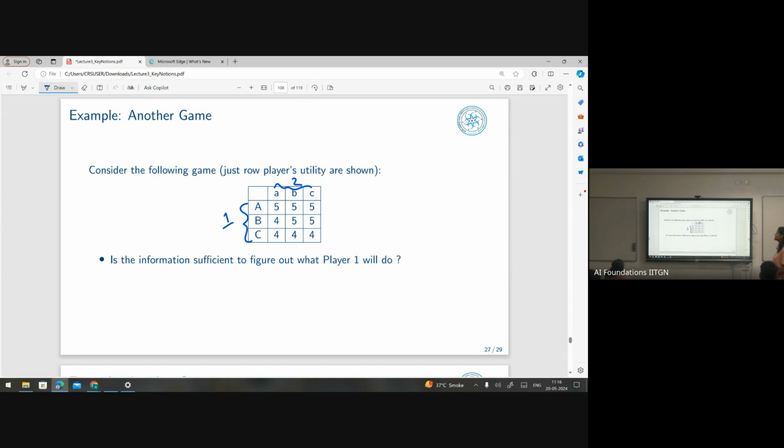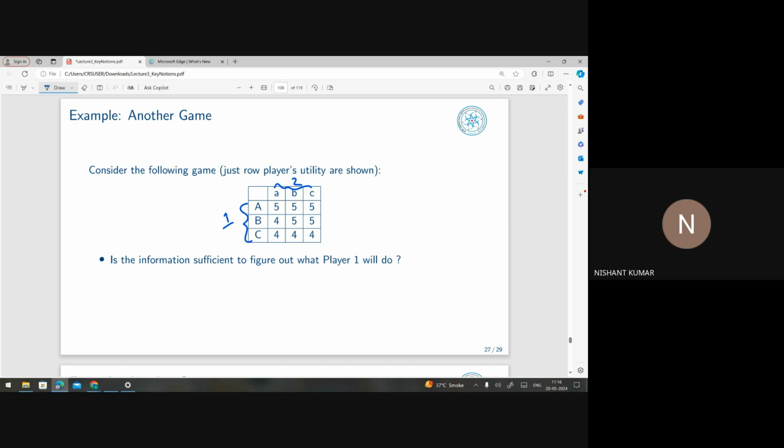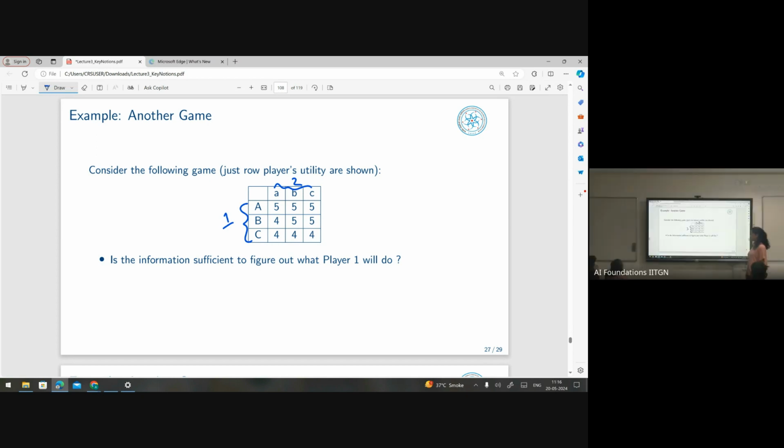So what should player one really do? Should he play a certain action, or can't you say? You don't really know what player one should do. I think the information is not sufficient. Okay, why? Information is not sufficient. What about you guys? Do you also think the same?